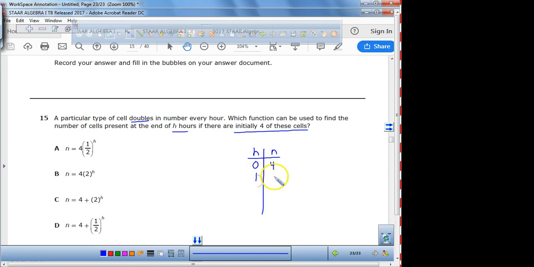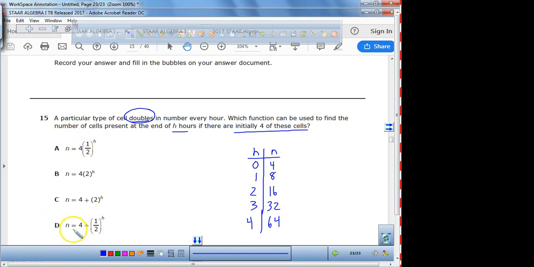But after 1 hour, it says it's going to do what? Double. What are we up to? 8, yeah. After 2 hours, it's going to double. After 3 hours, it's going to double again, so we got to double that. 32. Then after 4 hours, we're going to stop at this, right? 64. We won't go on to 128 or 256. So you got to figure out which one is correct.